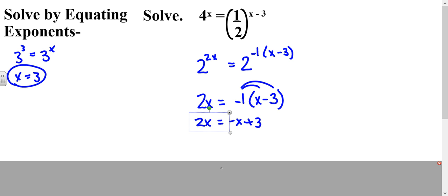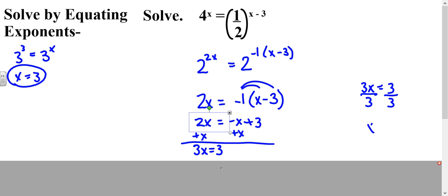And I'm going to solve for x. I have x's on both sides of the equal sign, so I need to cancel one of them out. So I'm going to add x to both sides. There's multiple ways to do this. So I get 3x equals 3. If I divide by 3, then x would equal 1. So that's my answer.